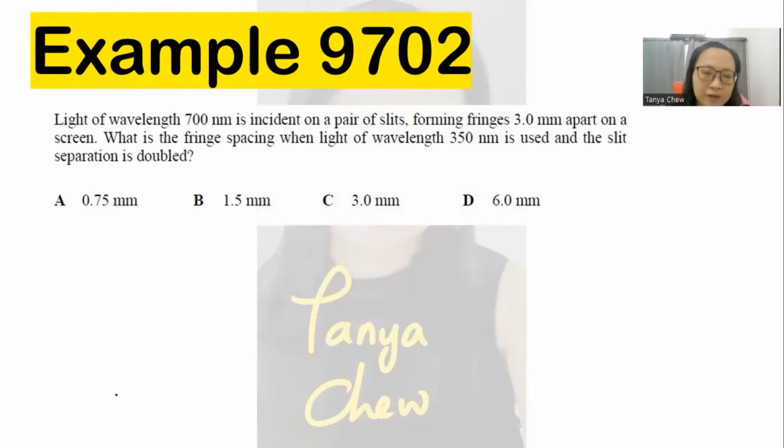Light of wavelength 700 nanometer is incident on a pair of slits forming fringes 3 millimeter apart on the screen.